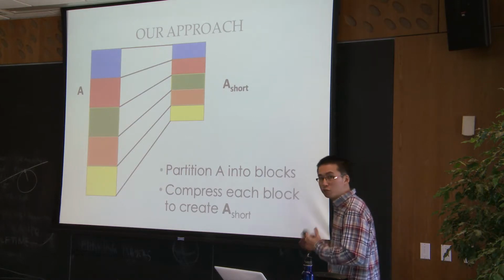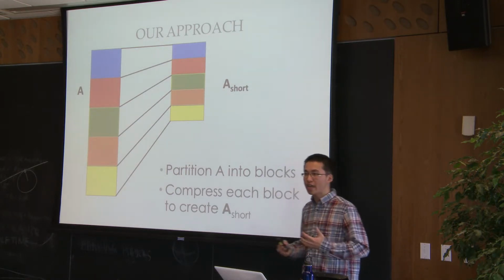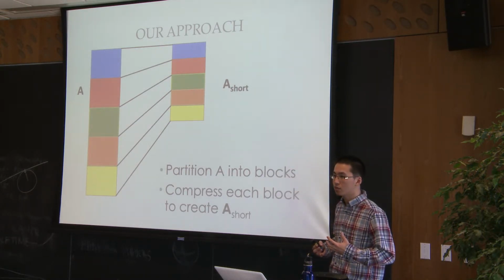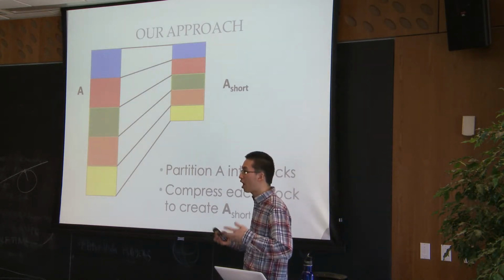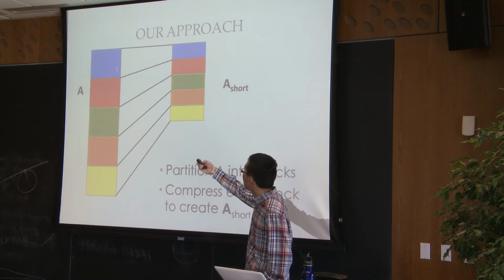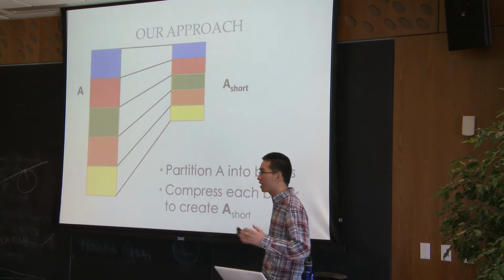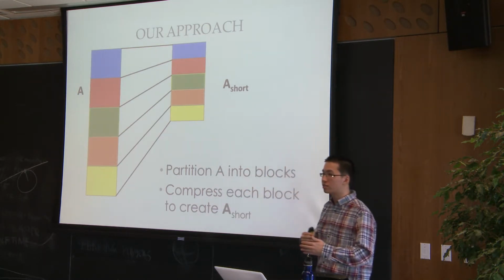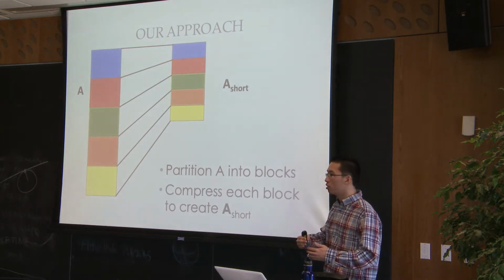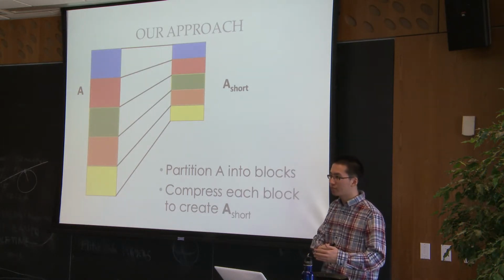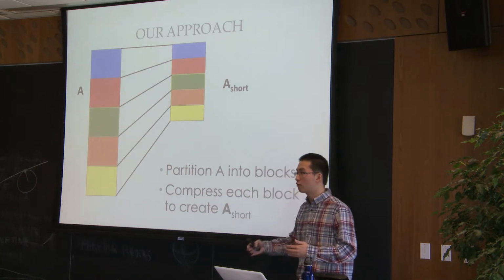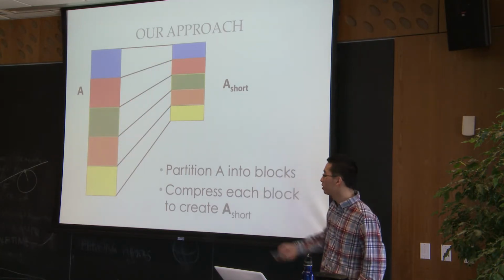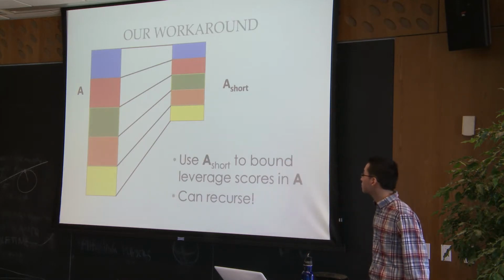The way that we do this is that we partition A into blocks. Then we compress each of these blocks using just a random projection, so some fairly arbitrary compression method. You can think of these blocks as fairly small, say each with 10 rows. So now we reduce the size of A by a factor of 10. We now compute an approximation of it, as well as getting the leverage scores out of it. And then we use these leverage scores back in the original matrix A to do the sampling.